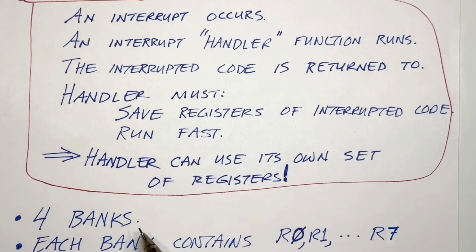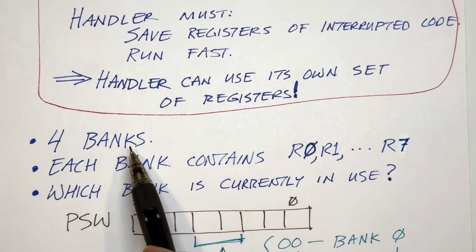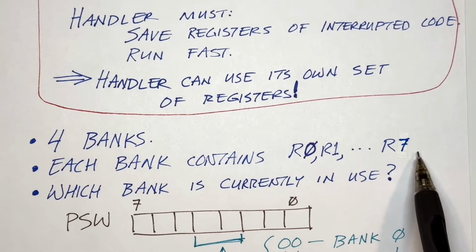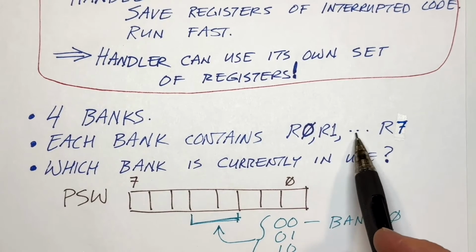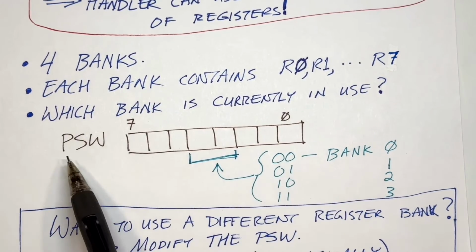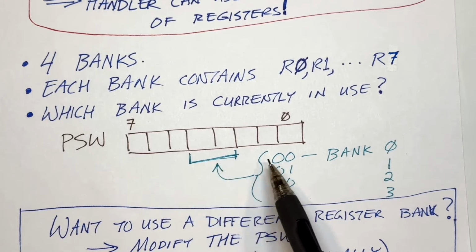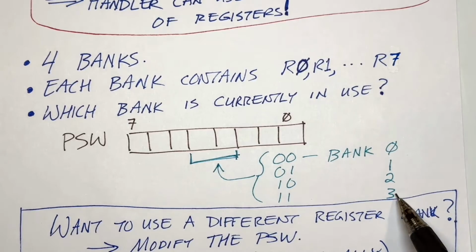And the idea here is that the handler will be able to use its own set of registers. And for this purpose, the AT51 provides 4 sets of registers. So each of these 4 banks will contain 8 registers, and at any one time only one bank is in use. That is, an instruction that refers to, say, register 5 will refer to register 5 of the current register bank. So how do we know which bank is currently being used? Well, in the program status word, we have 2 bits that are dedicated to determining that. So these 2 bits select whether we are using bank 0, 1, 2, or 3.